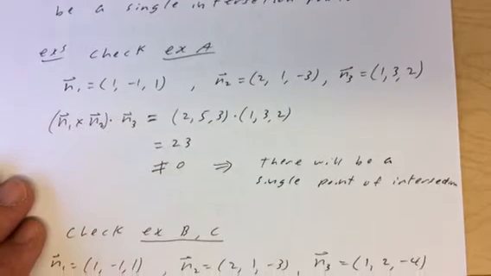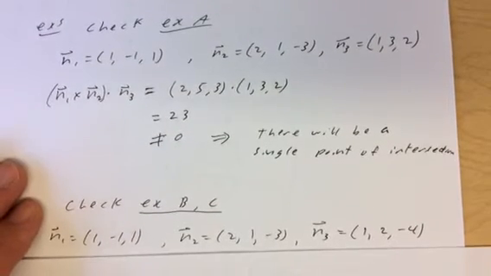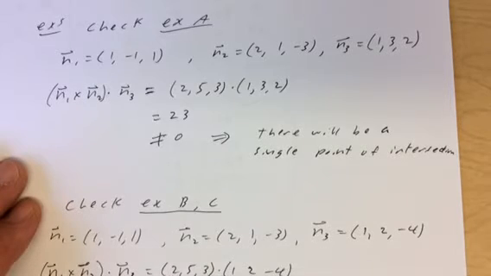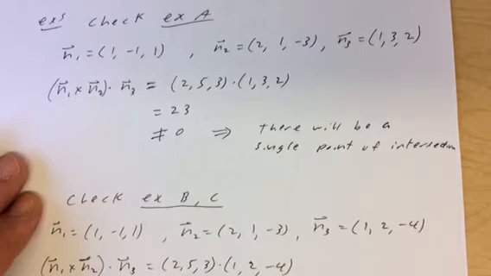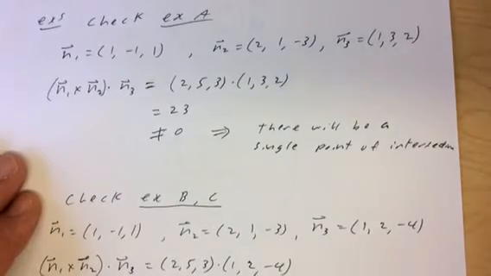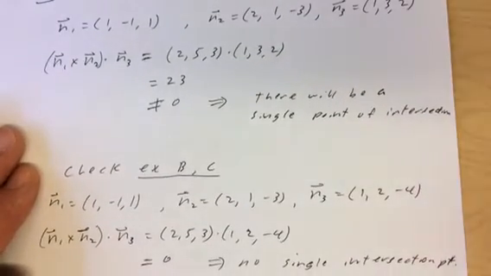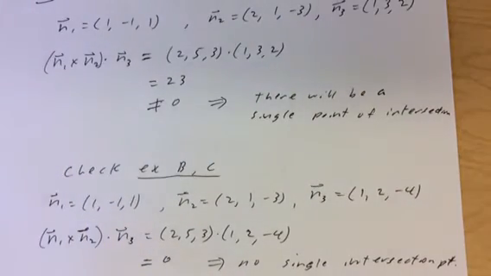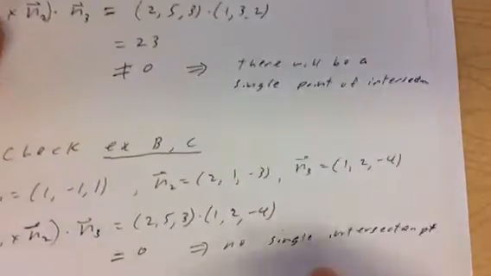So let's check it with the three normals. It's the same in both example B and C from the last video. So if we do the triple scalar product, you end up getting 0. Okay. So you get 0, which means there is no single intersection point. It doesn't guarantee that there's no intersection line, but it tells you that there's no single intersection point. Okay, so that's it with the triple scalar product.